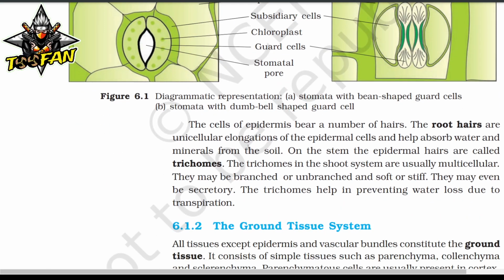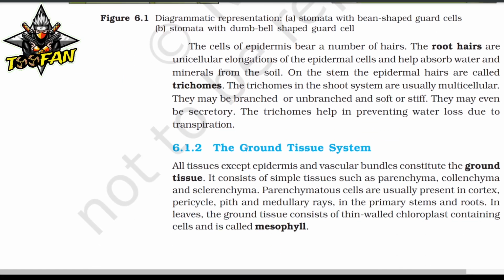The cells of the epidermis bear a number of hairs. The root hairs are unicellular elongations of the epidermal cells and help absorb water and minerals from the soil. On the stem, the epidermal hairs are called trichomes. The trichomes in the shoot system are usually multicellular. They may be branched or unbranched and soft or stiff. They may even be secretory. The trichomes help in preventing water loss due to transpiration.